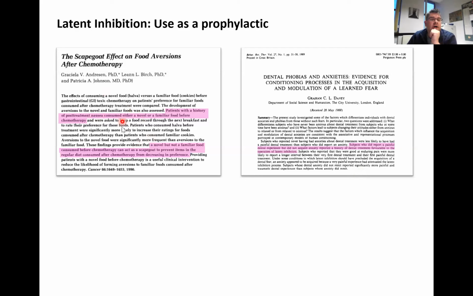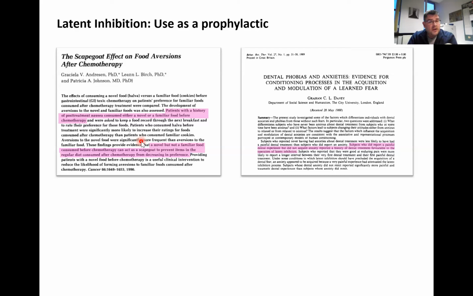So one example is the acquisition of food aversions after chemotherapy. One of the psychological side effects of cancer treatment is the acquisition of food aversions. People eat food and then go and receive chemotherapy, they feel ill, and they will acquire a food aversion. So one technique for trying to reduce the food aversions that people ordinarily experience to their everyday diet is to use what's called a scapegoat food. This would be a food that patients would eat just before their treatment, and the scapegoat food takes the blame for the association with illness. That reduces the number of food aversions that people have to their normal diet.